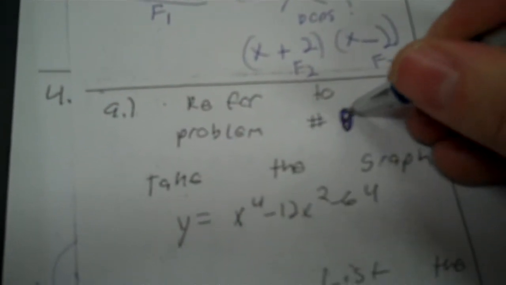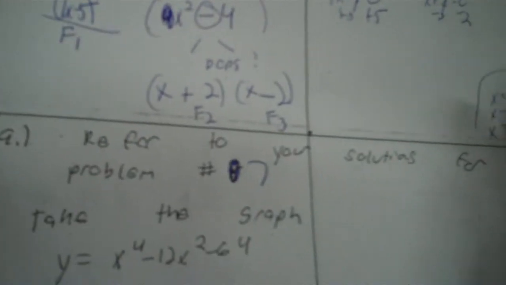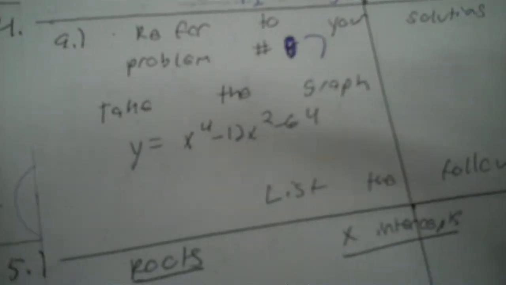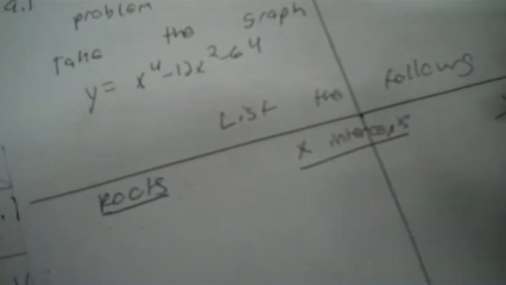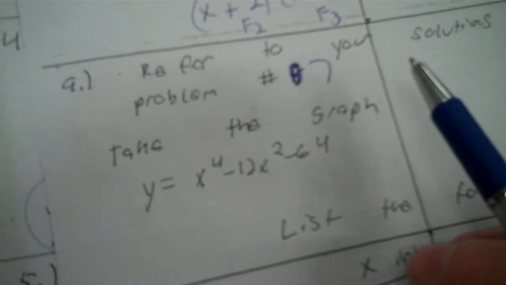This needs to be changed to number 7. Refer to your solutions from problem number 7. Take the graph, list the following. Now you use your roots, find your roots. Your roots are the solutions, and that's number 7. Negative 2i, 2i, negative 4, and 4.